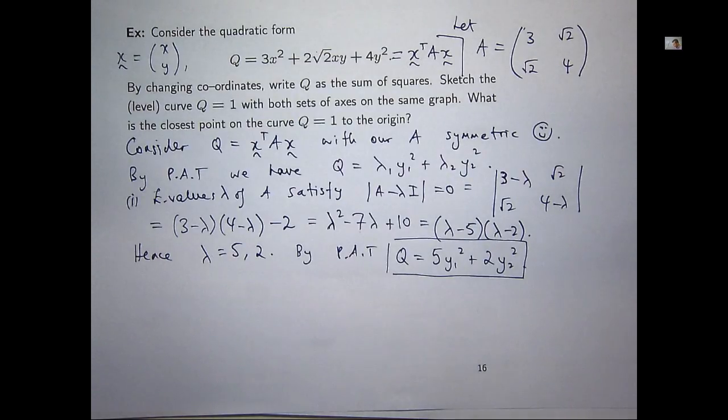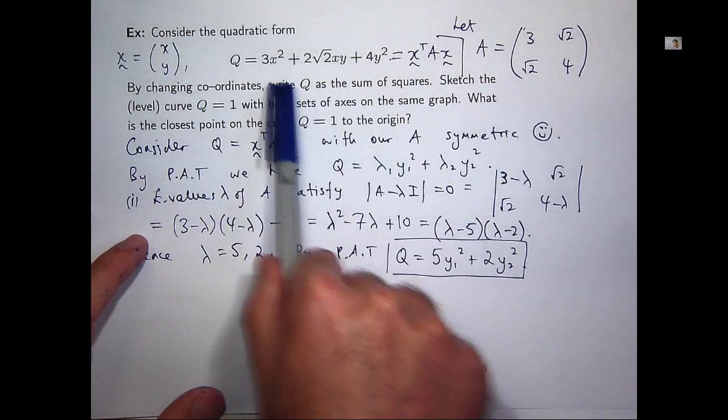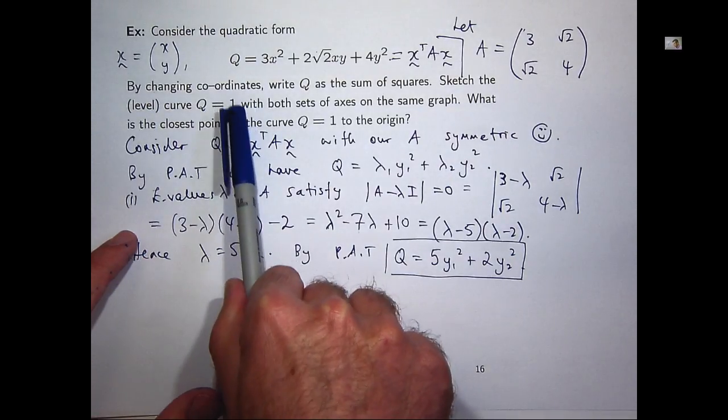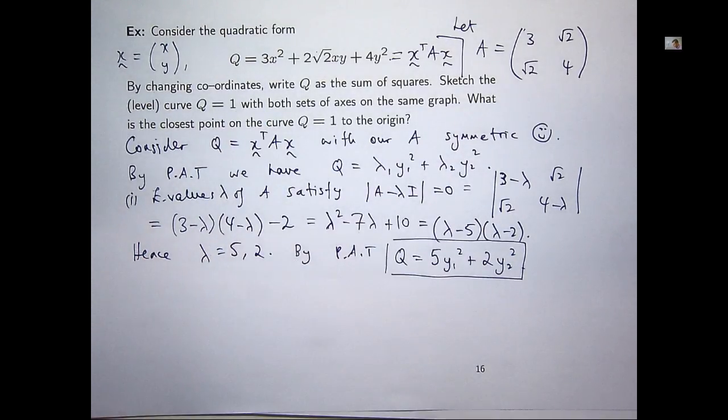The y1 and the y2 are a new set of coordinates. So we don't need to calculate them or the eigenvectors or anything like that yet. Okay, so that's the first part taken care of. Write Q as the sum of squares. Sketch the level curve, Q equals 1, with both sets of axes on the same graph.